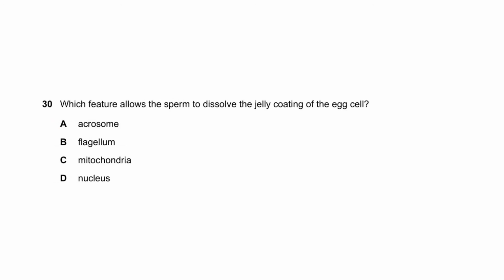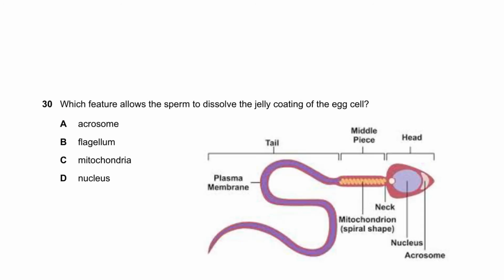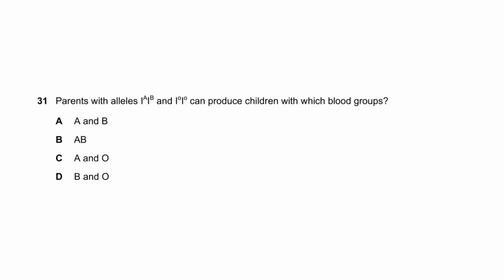Question number 30 says, which feature allows the sperm cells to dissolve the jelly coating of the egg cell? The answer is A. The acrosome develops on the head of the sperm cells, and it releases enzymes that help dissolve the coat so that the nucleus of the sperm cell and the nucleus of the egg cell can fuse to form the embryo.